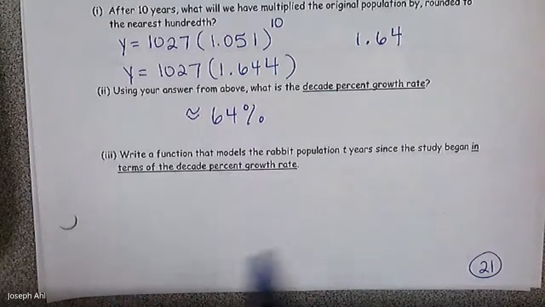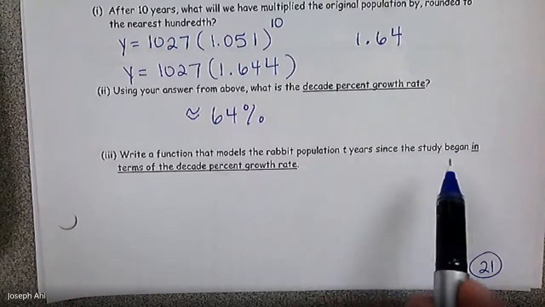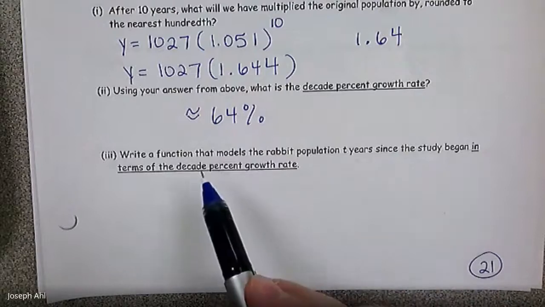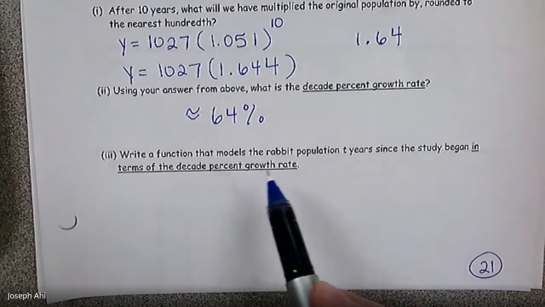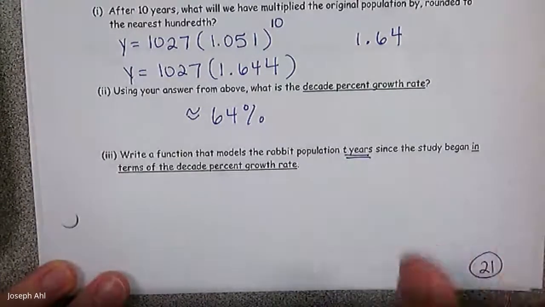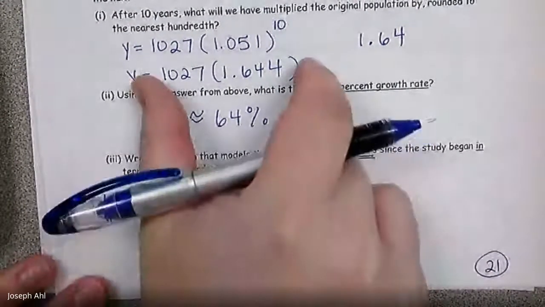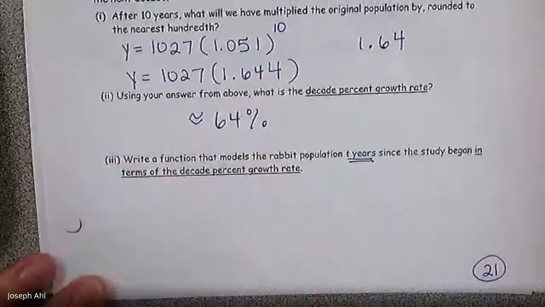And then the last piece is we want to write a function that models the rabbit population t years after the study began in terms of the decade percent growth rate. So we still want t to be time in years, but we have to figure out how I am going to adjust this formula to use this decade growth rate.